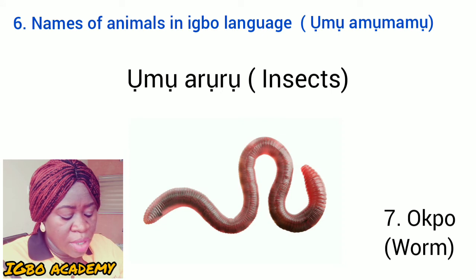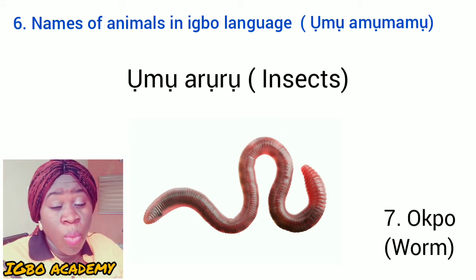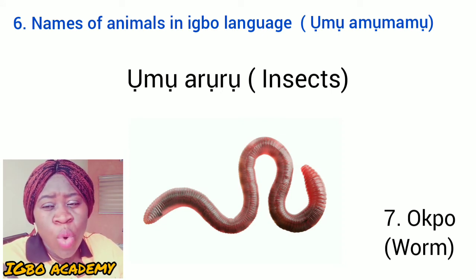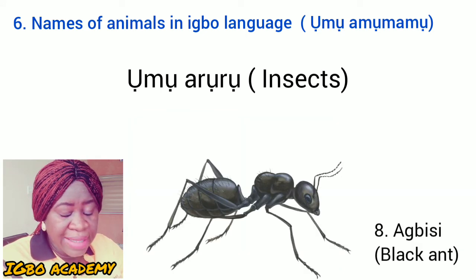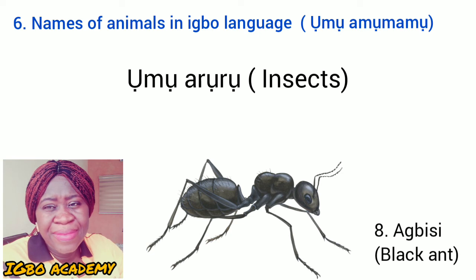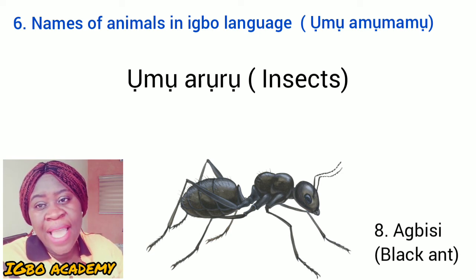The worm is called ogbo. Worm, ogbo. The black ant is called akpịsị. Black ant, akpịsị.